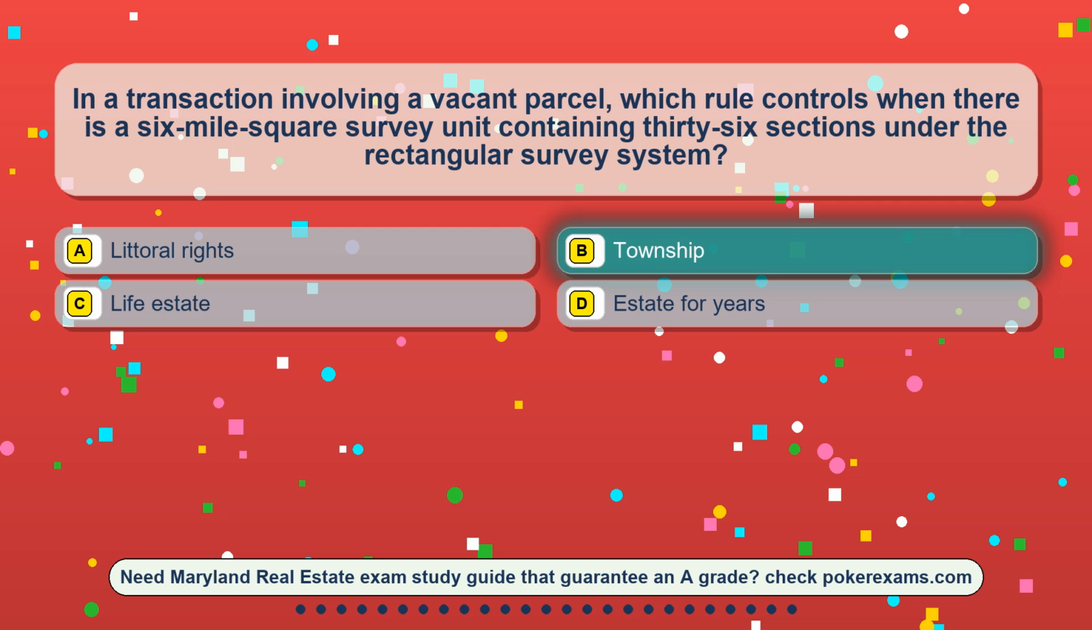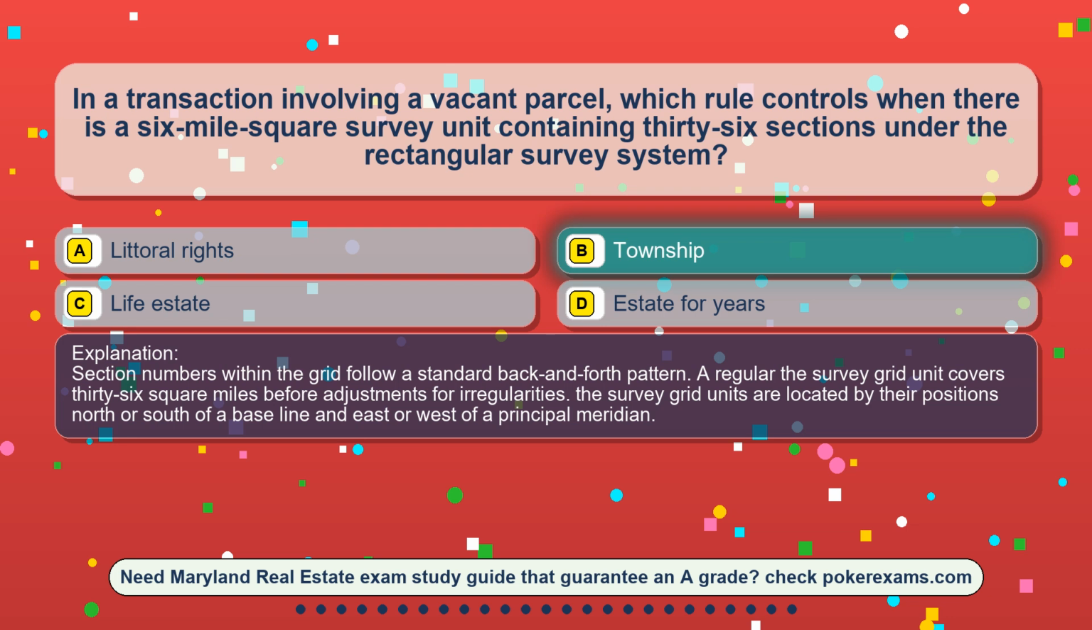The correct answer is option B, township. Section numbers within the grid follow a standard back-and-forth pattern. The survey grid unit covers 36 square miles before adjustments for irregularities. The survey grid units are located by their positions north or south of a baseline and east or west of a principal meridian.